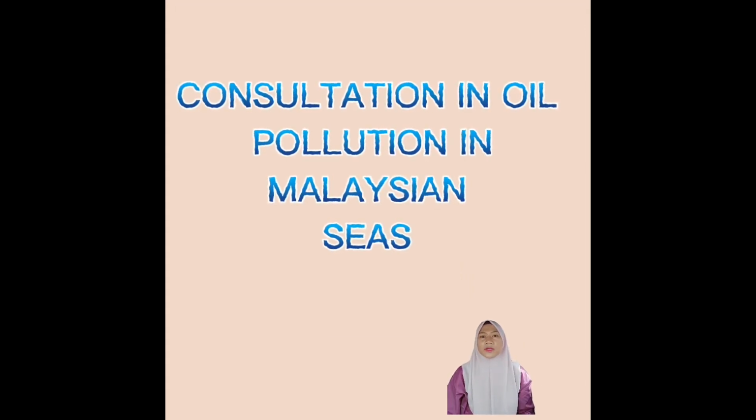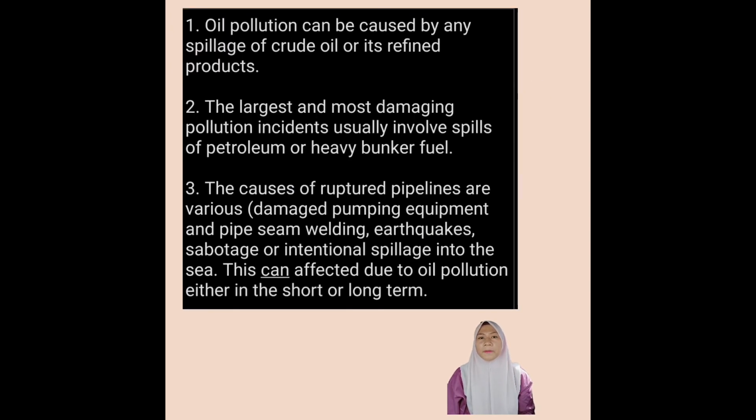Next, my part is consultation on oil pollution in the Malaysia Sea. Oil pollution can be caused by any spillage of crude oil or its refined product. This is because the largest and most damaging pollution incident usually involves a spill of petroleum or heavy bunker fuel from a disabled tanker or drilling platform at sea, from barges or ships on a major inland waterway, or from a well explosion or broken pipeline on land. The causes of pipeline spills are various.